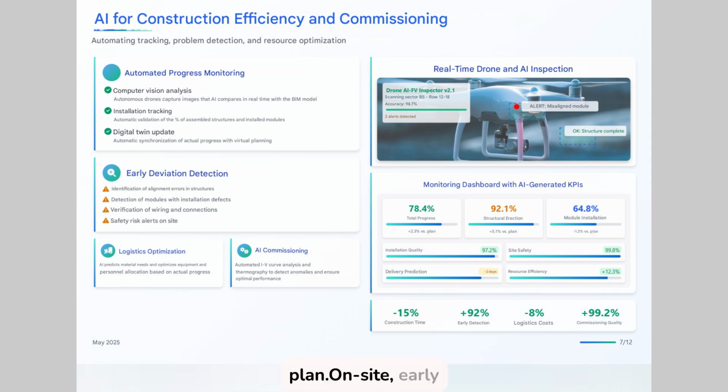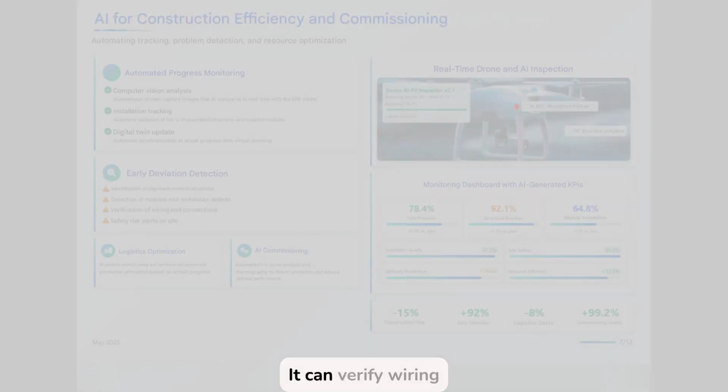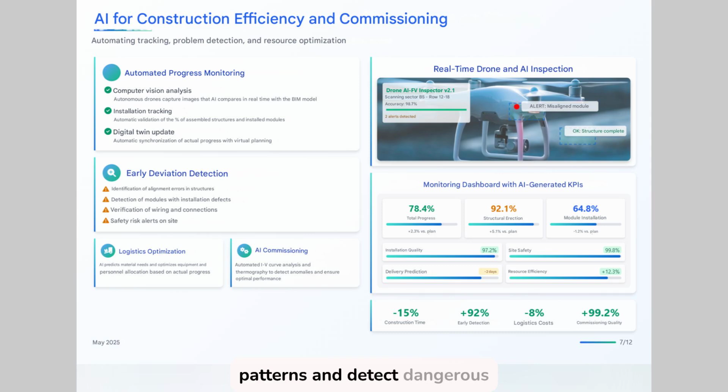On site, early detection of deviations is very important, and this is where AI can provide the most operational value, such as detecting structural alignment errors, improperly assembled modules, or faulty connections. It can verify wiring patterns and detect dangerous or incorrect configurations. It also generates safety alerts on site before an accident occurs.